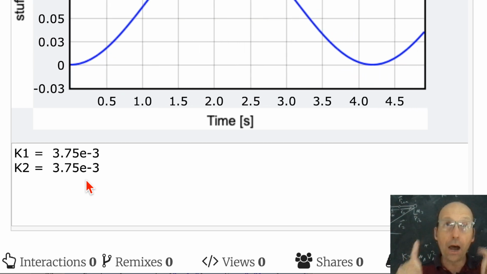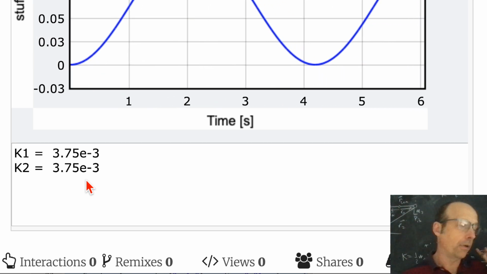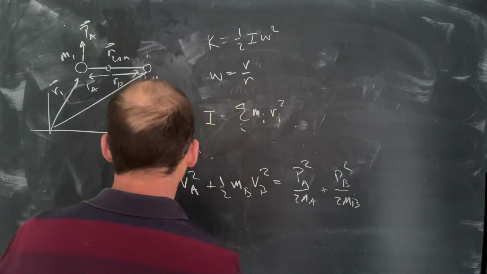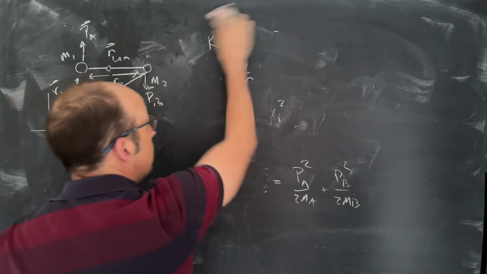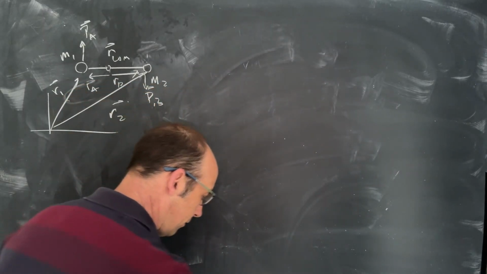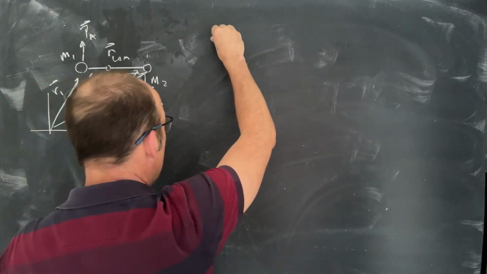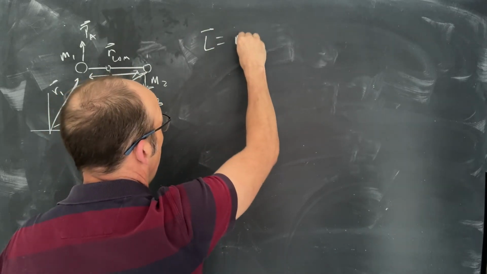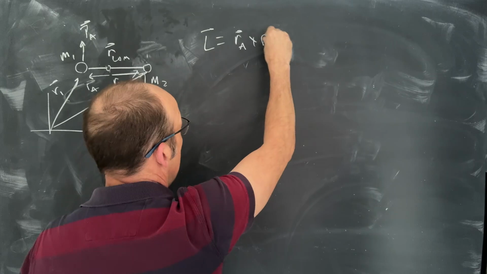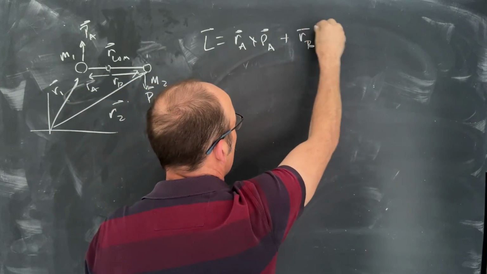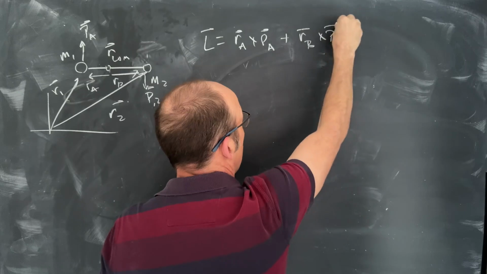Okay, now let's calculate the angular momentum. Jump back to the board for a second. And we're doing this in 2D, right? It's going to be easy. And then we're going to do it in 3D, and it's going to be fun. So we can calculate the angular momentum two ways. L is going to be RA cross PA, that's the angular momentum of a point, plus RB cross PB, the angular momentum of a point.